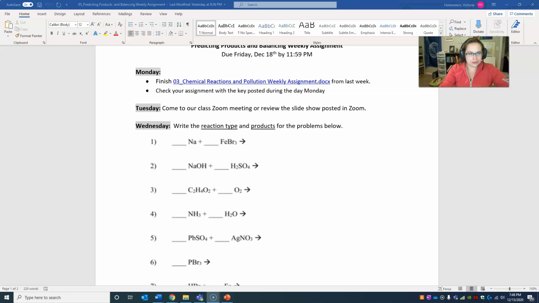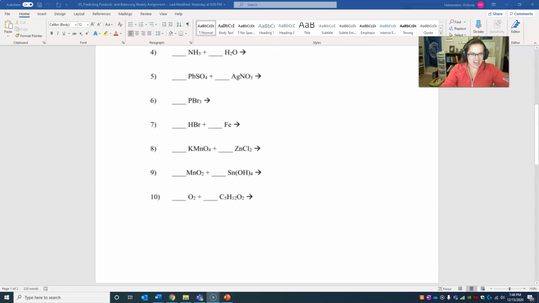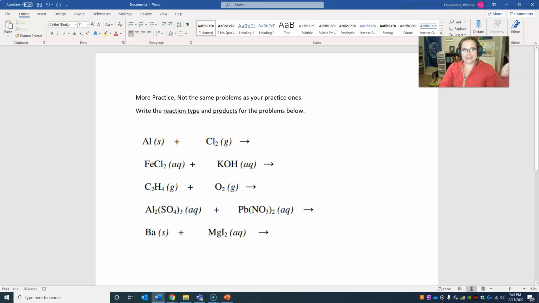In class, we worked through several of these as example problems. So what I'd like to do is work some different ones, so I still give you examples of how to solve the problems. But I think we made it through the first 4, and there's only 10 problems, so I want you to practice at least a few of them. So I have these similar equations, just not the exact same ones. The instructions say write the reaction type and products for the problems below.